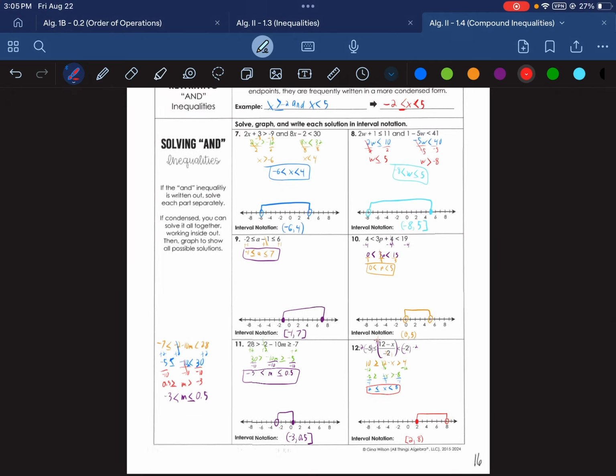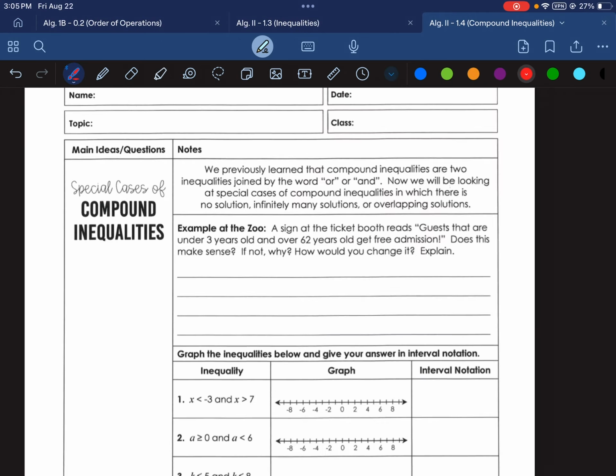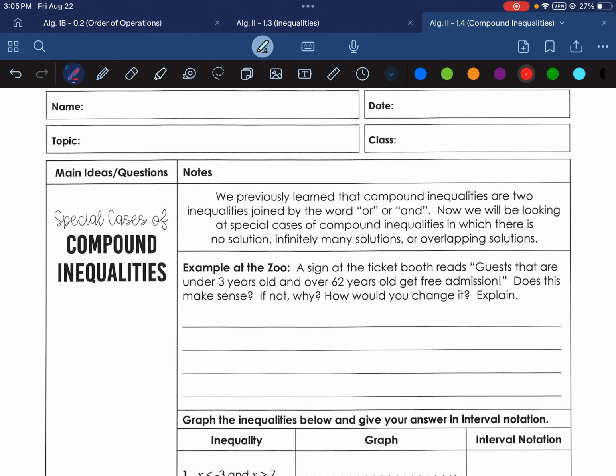Moving on to the next page, we're going to talk about special cases or unique scenarios. So special cases, we previously learned that compound inequalities are 2 inequalities joined by the word or and. Now we will be looking at special cases in which there's no solution, infinitely many solutions, or what we call overlapping solutions, okay?